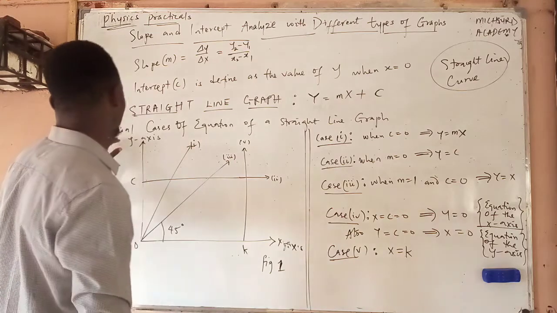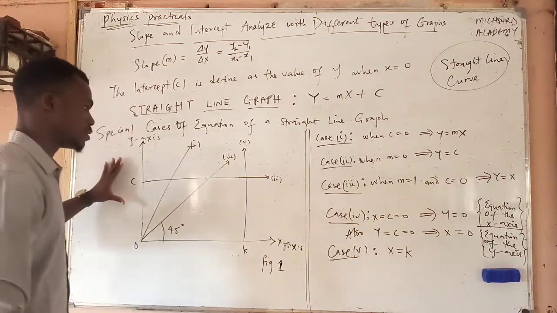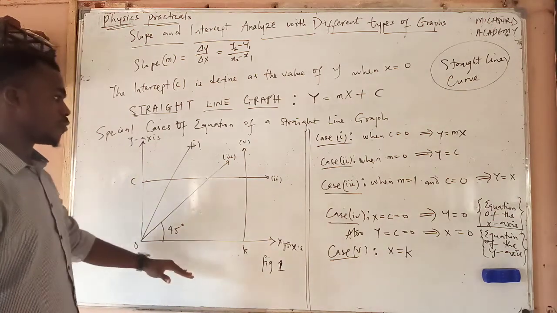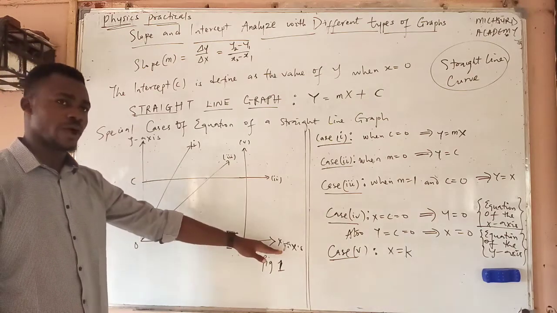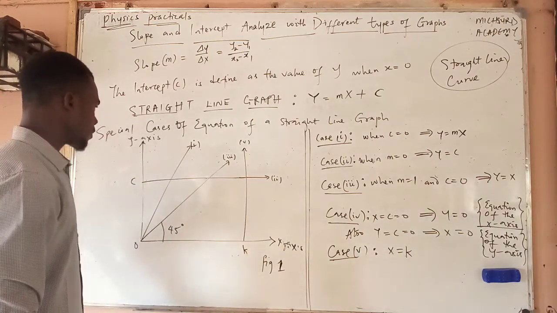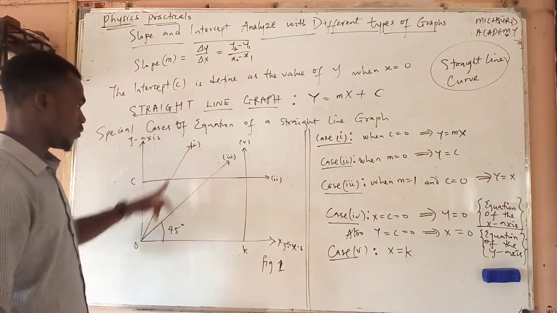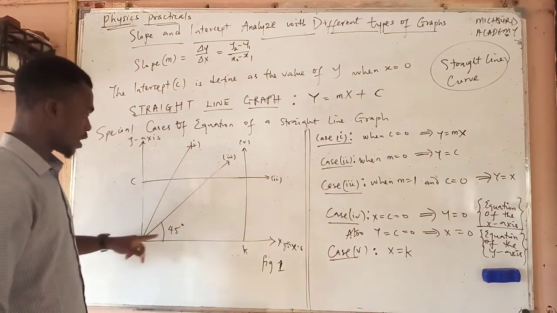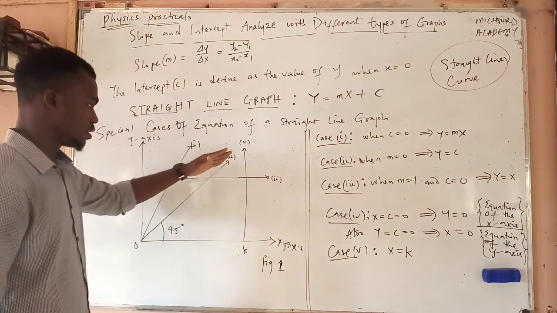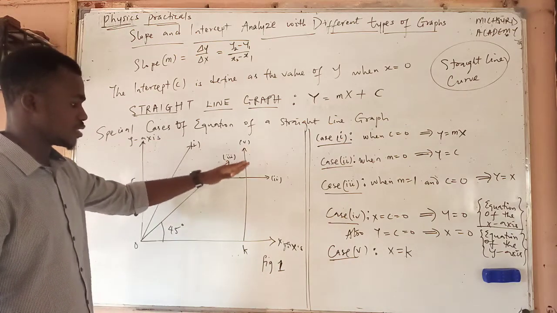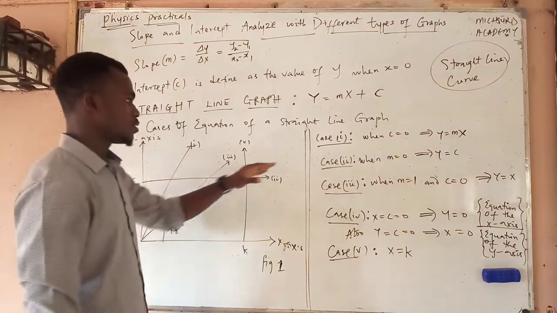So for the special cases of the equation of a straight line graph, let's consider this diagram here. Let's call it figure 1, where we have the x-axis and the y-axis. Now we have different cases here. We have case 1 when the line passes through this point, and then case 2 when it passes through this point. Also we have case 3, case 4, and so on.